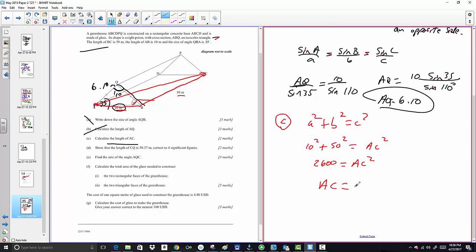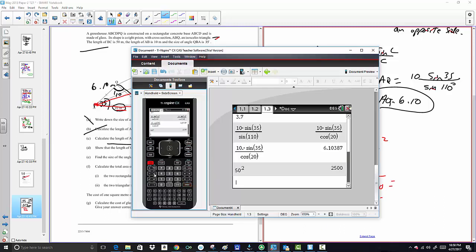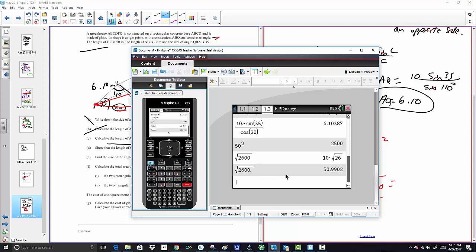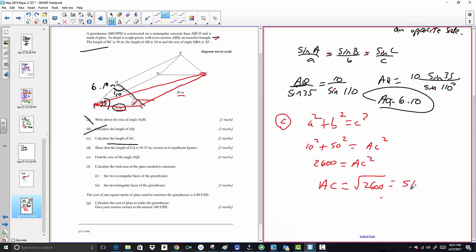So take the square root of both sides. So AC is the square root of 2,600, which apparently is, let's have a look. Of course, remember I have to put a decimal in mine because of the default setting. We'll call it 51. That's really what it is. So it's about 51 meters right there.